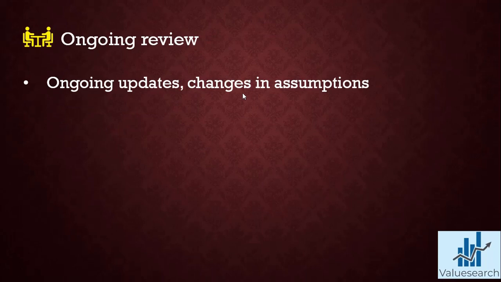And then the last step is ongoing review. Suppose you have made a research report on, let's say, Tata Steel in 2019. Now 3 years has passed. Many changes have taken place in terms of raw material prices, in terms of global economic situation, in terms of political situation, in terms of ESG situations, and many other things like research and development.